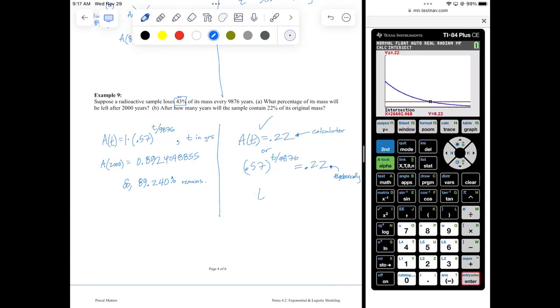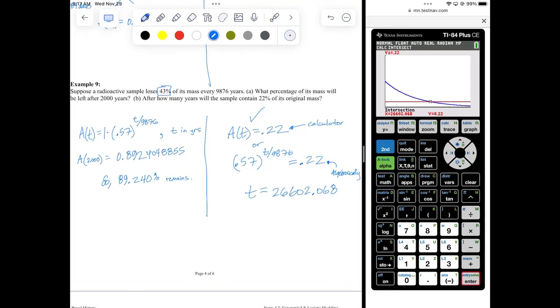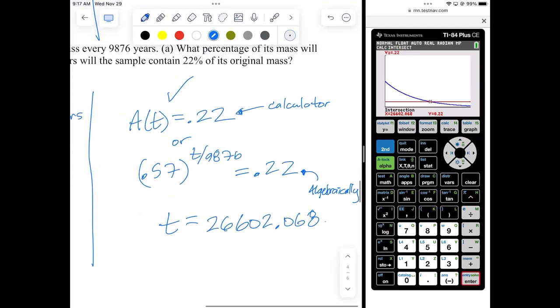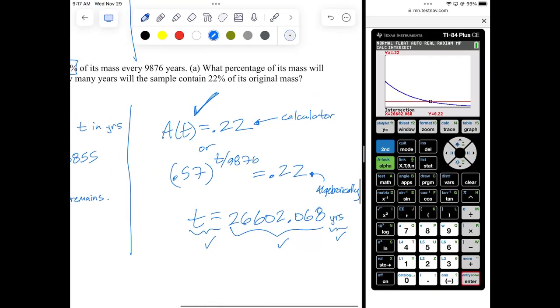And then don't forget, we get t equals 26602.068. And are there units on that? Years. Good. So on the quiz, I would give you a check for setting it equal to 0.22 in either one of those fashions. I would give you a check for saying t equals. That's important. I would give you a check for the answer to 3 decimals, and I'd give you a check for the years. All of those components are critical to communicating what you're doing mathematically.